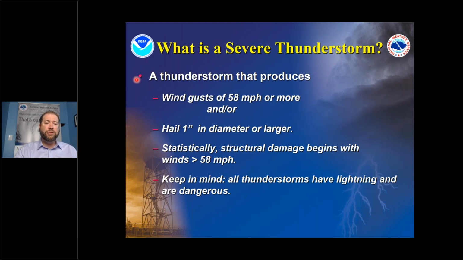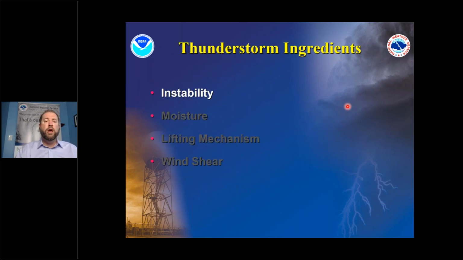Back in the basic class, remember we mentioned a severe thunderstorm is one that produces 58-mile-per-hour winds or greater, or hail 1 inch in diameter. We mentioned that before. That's about where we start to have some damage, either crop damage due to the hail or even to your house. And with winds, that's where you start to get some larger branches blown down.